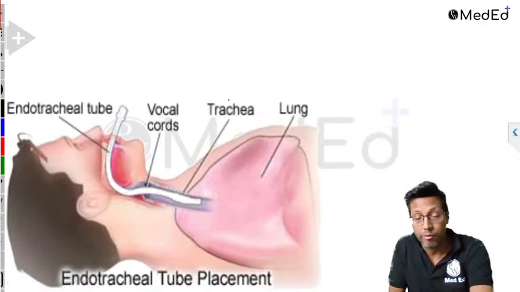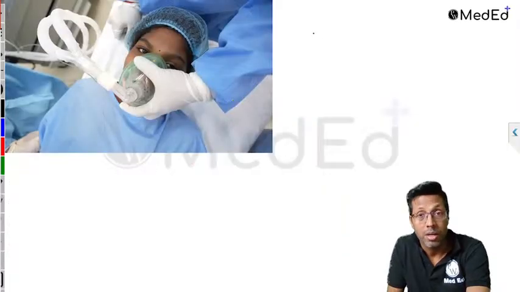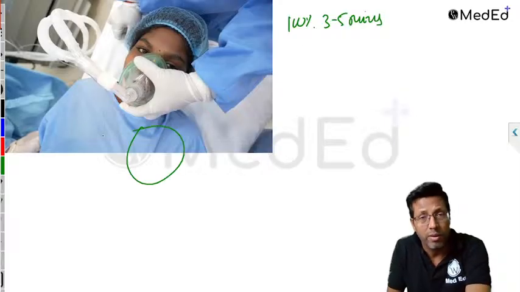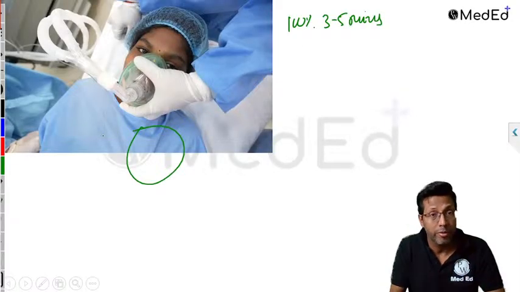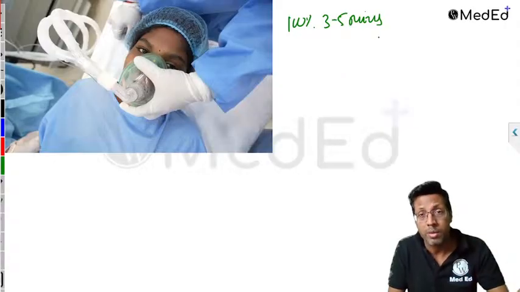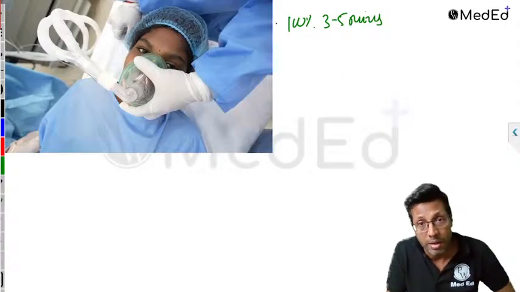So what will you do? I will first pre-oxygenate the patient. So the first thing is give 100% oxygen for 3 to 5 minutes, right? This will have the lungs completely filled up with oxygen. It increases the FRC, right? Once that is done, the patient is spontaneously breathing, or you give 8 vital capacity breaths.